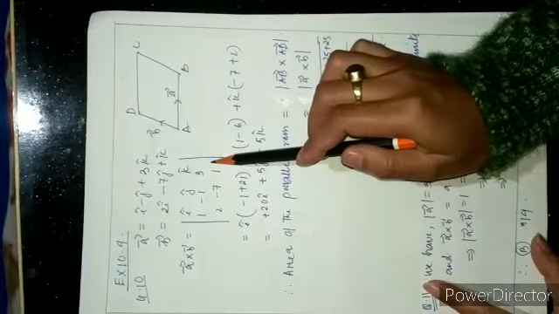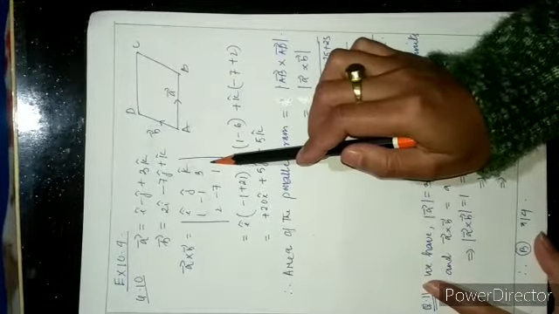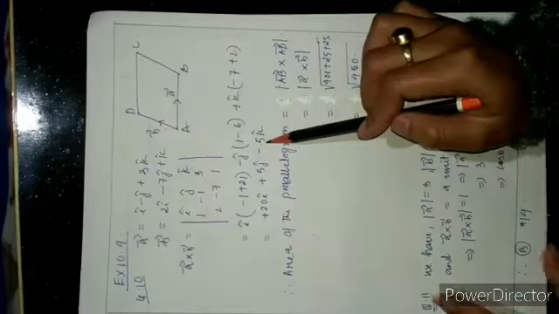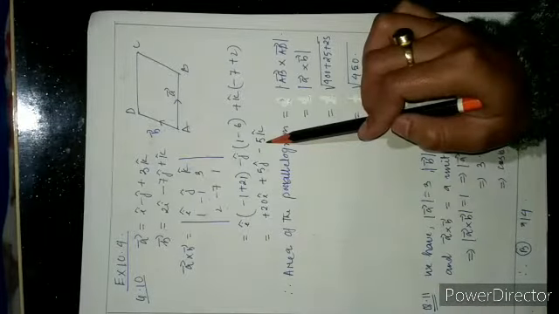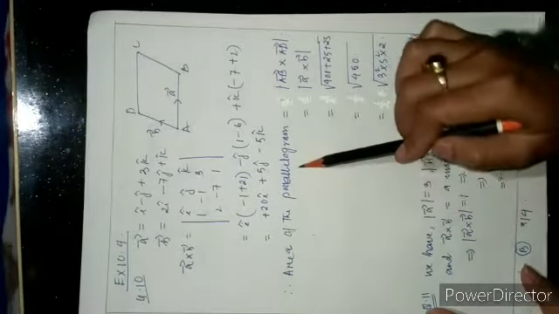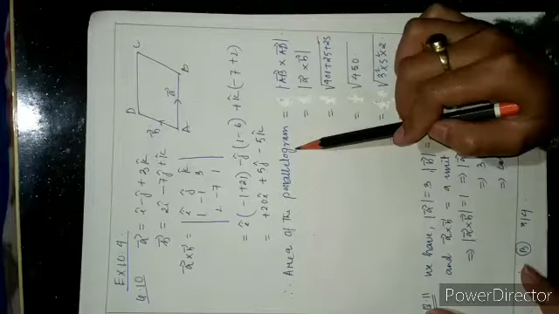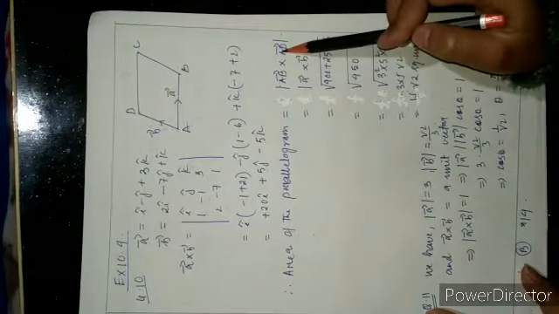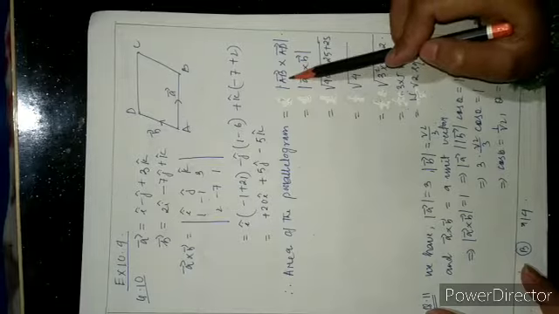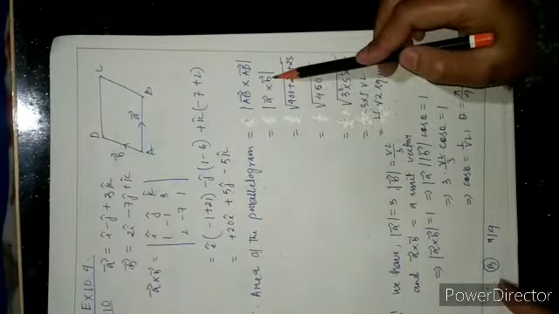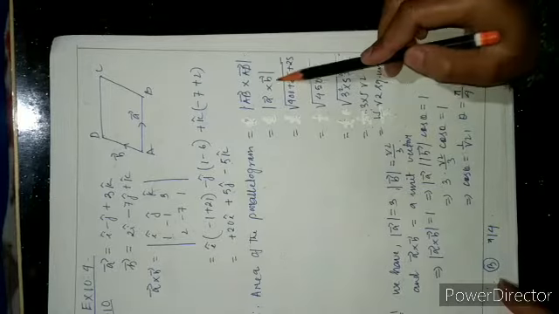Expanding the determinant along the first row, we get 20 i plus 5 times j minus 5 times k. This is the cross product of A vector and B vector. But the area of the parallelogram is given by the magnitude of the cross product of any two adjacent sides, that is, AB vector and AD vector, which is equal to AB vector cross B vector.